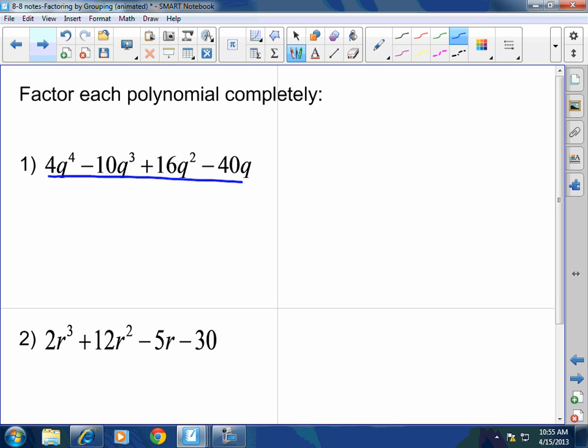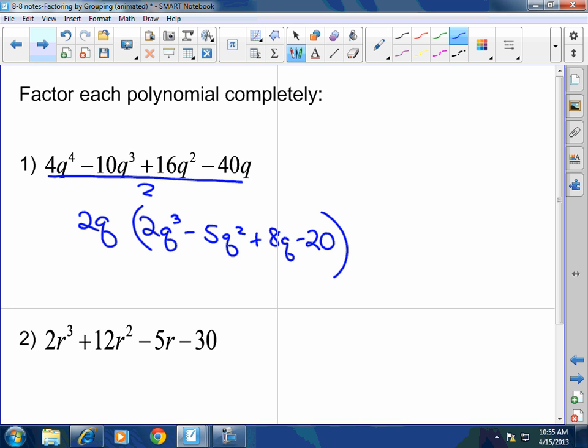We got to factor out a 2 first. So, I have 2q, actually, I can factor out a 2q. So I've got 2q cubed. No, I took out a 2q. 2q cubed minus 5q squared plus 8q minus 20.